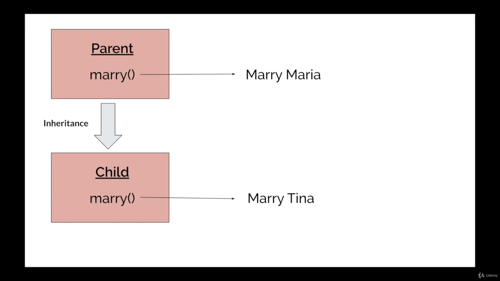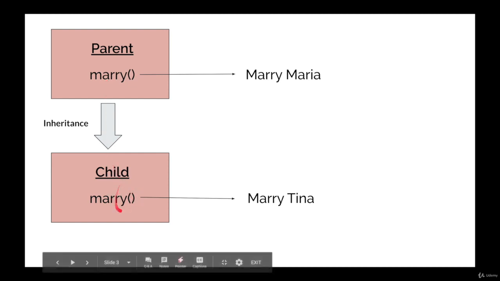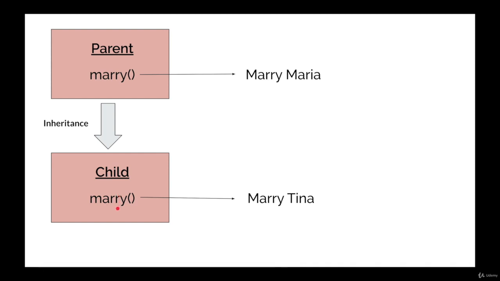Now you are the child and you are inheriting from your parent. So in the child class, if you are not happy with the parent class implementation of marrying Maria, you can redefine the marry method as marry Tina. This marry method in the parent class is known as the overridden method, and the marry method in the child class is known as the overriding method.